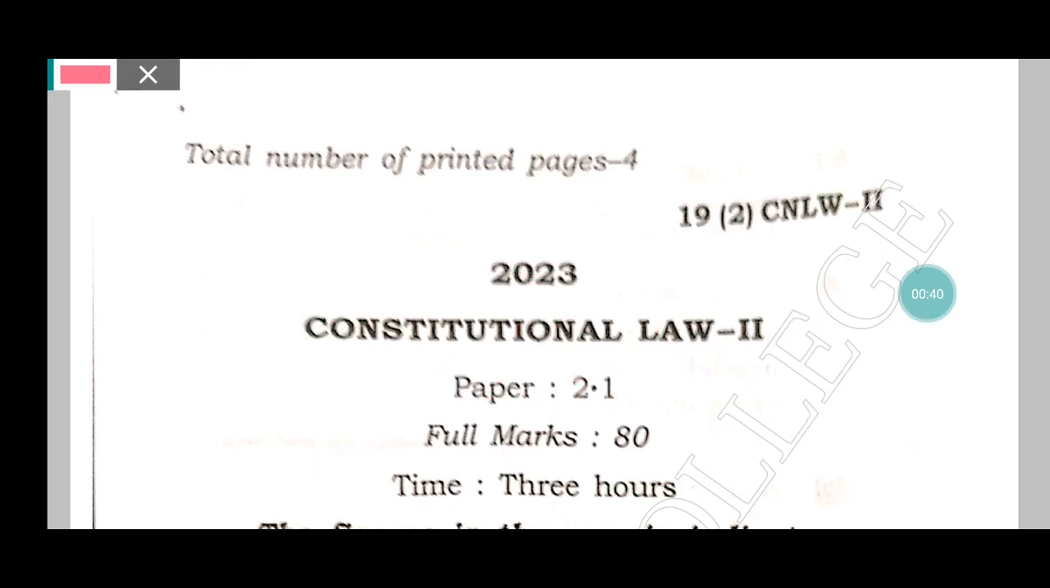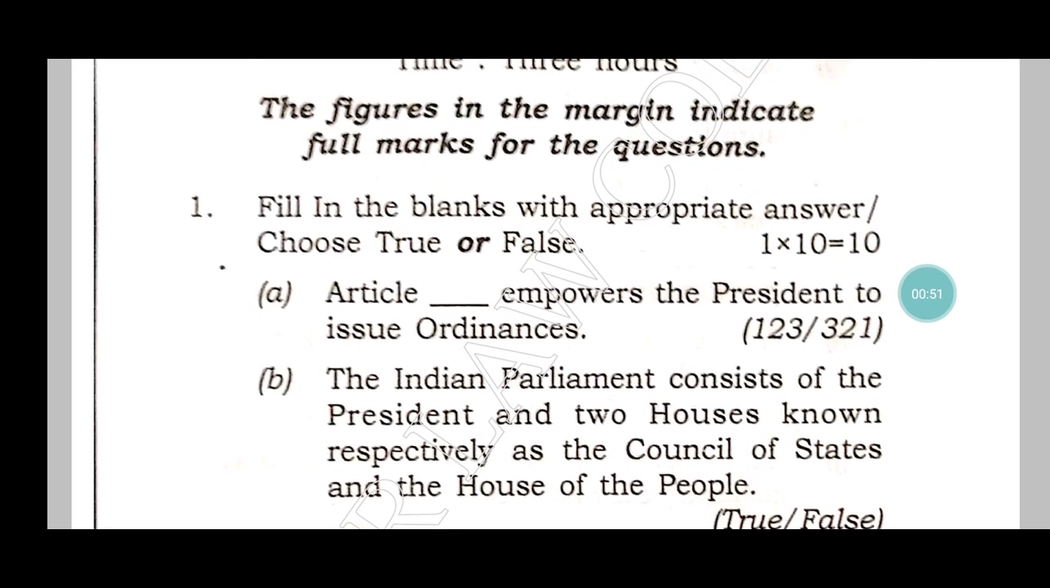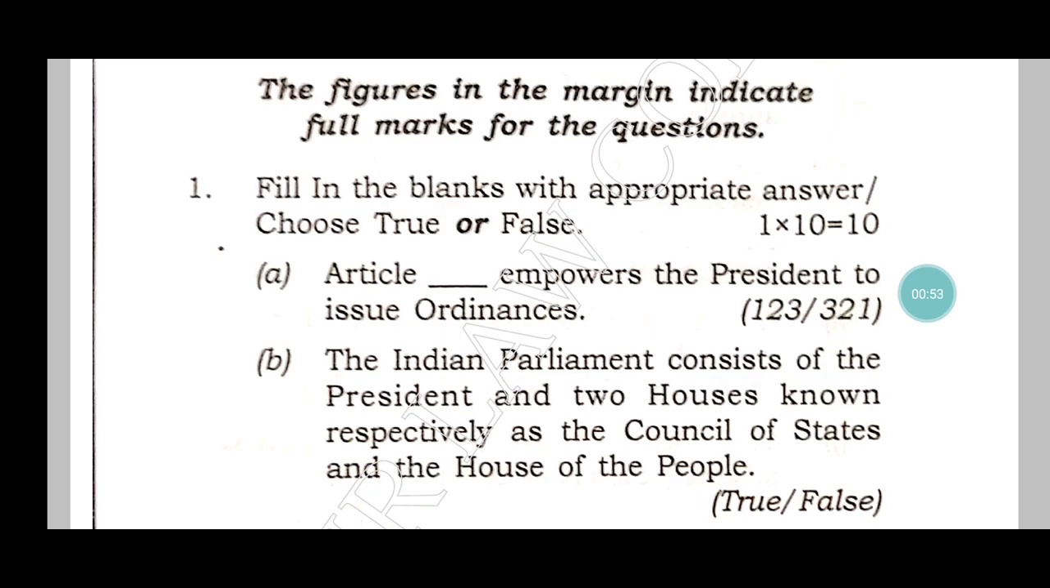So let's begin. I'm going to solve the 2023 Constitutional Law 2, that is paper 2.1 of LLB second semester and BLLB sixth semester. Okay, so let's begin with short questions. In this video, I'm going to discuss the short questions only.